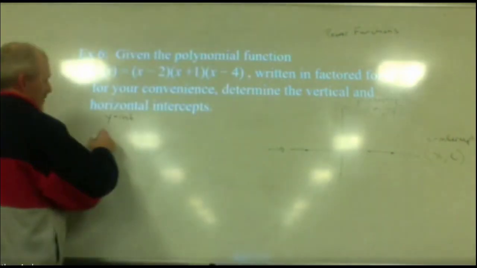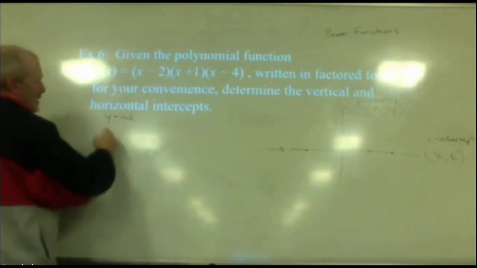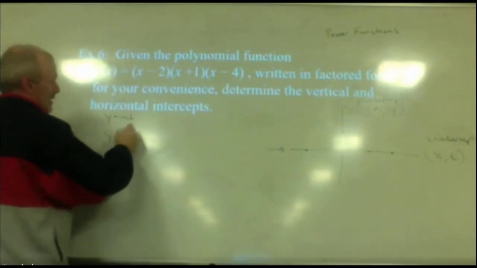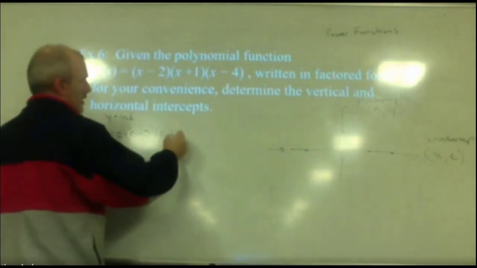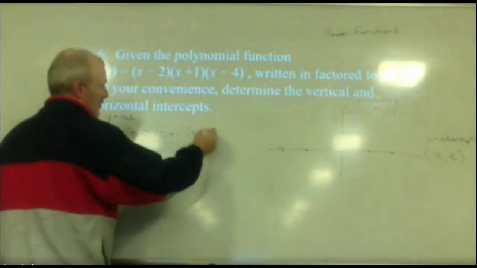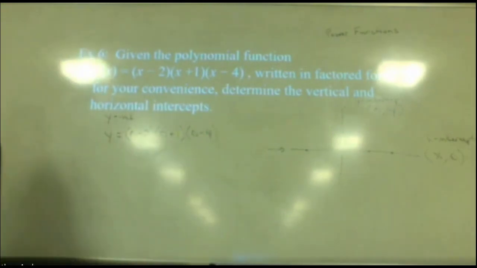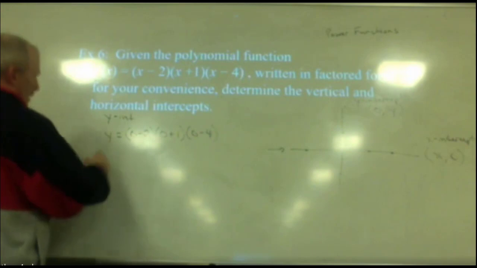So we're going to have, and I'm just going to write y instead of f of x, y equals 0 minus 2, 0 plus 1, 0 minus 4. Because we just put in zeros for all the x's. And then we do the math.